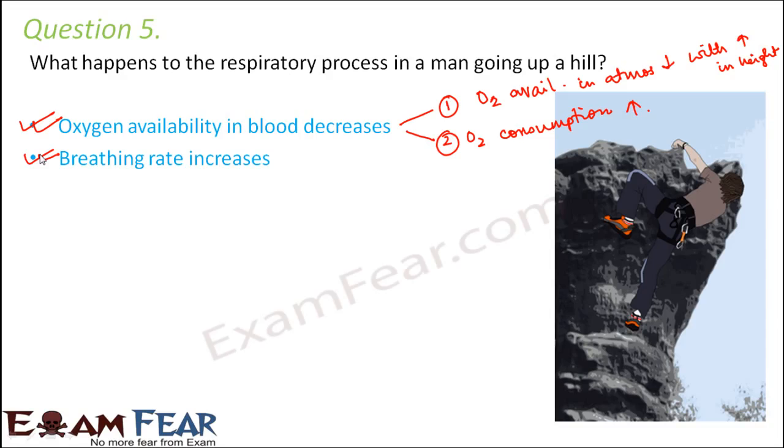So as a result, it sends a signal to the brain, which in turn causes you to yawn. So when you yawn, you open your mouth wide open and you take in a lot of air at a time. So you actually compensate for the lack of oxygen inside the blood. So yawning happens to compensate for the less amount of oxygen which is there inside your blood.